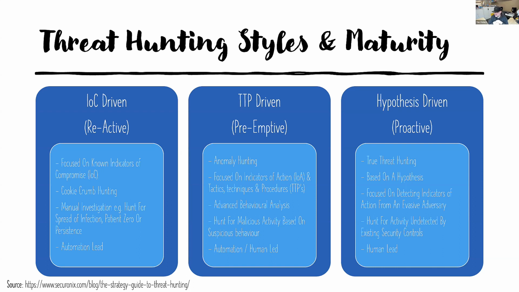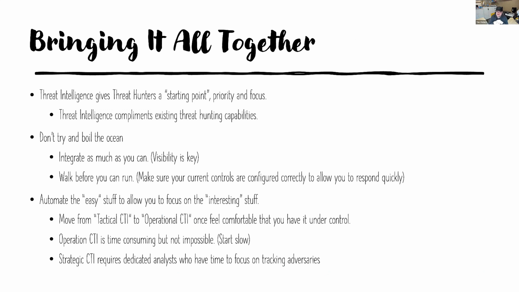So that's very, very human-led. There's a lot of analysis going into there. There's looking at previous campaigns, looking for any deviations that an adversary may have taken on different types of attacks. So when we bring that all together, threat intelligence can help by being that starting point for threat hunters. It's that ability to have that baseline and use that as their starting point for priority and focus on what they need to do. It complements the existing threat hunting capabilities and the skills that a threat hunter does have.